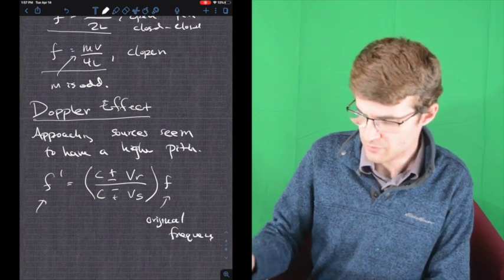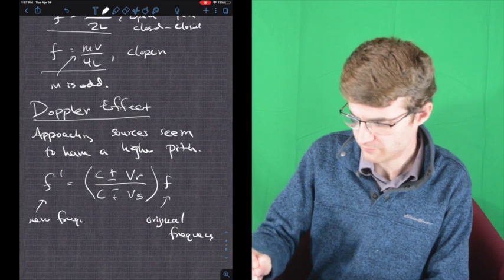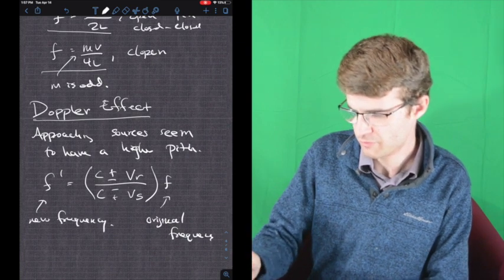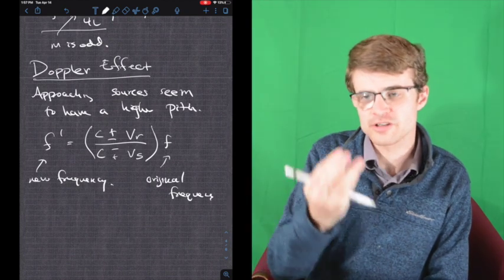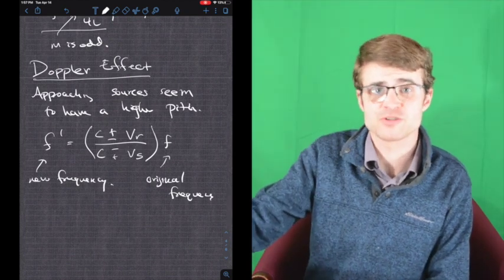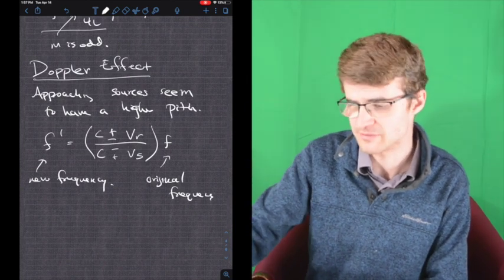Okay, this is the new frequency. There's a way to calculate it, but you should know for certain that if a source is moving away from you, the pitch will sound lower, and if it's moving towards you, the pitch will sound higher. That's the basics of the Doppler effect.